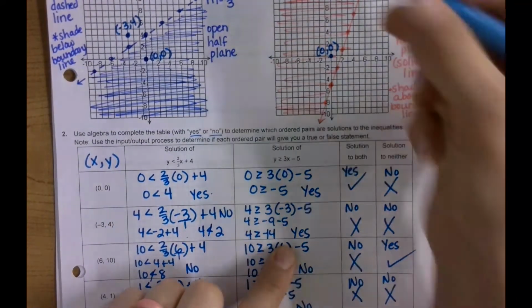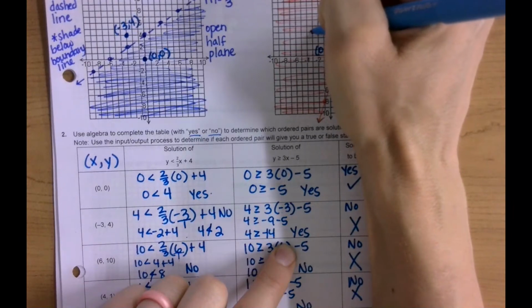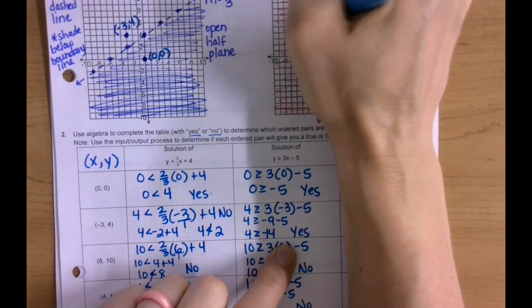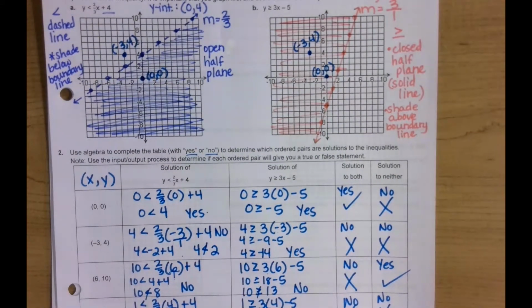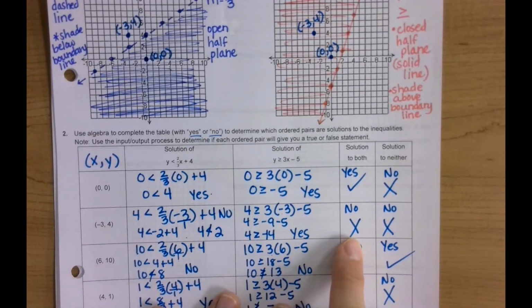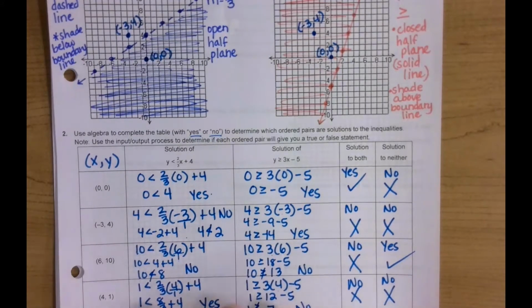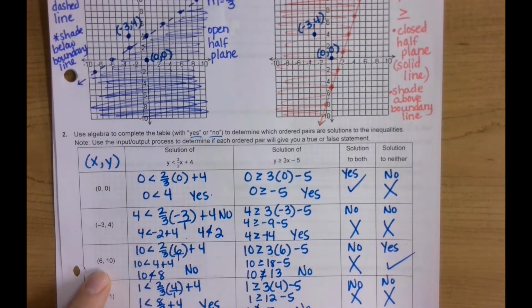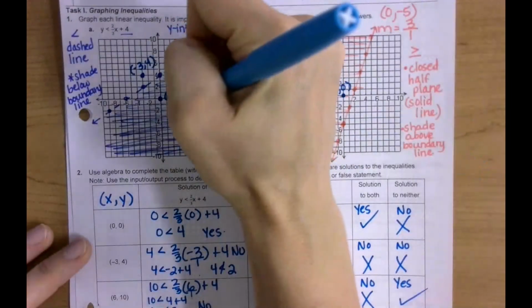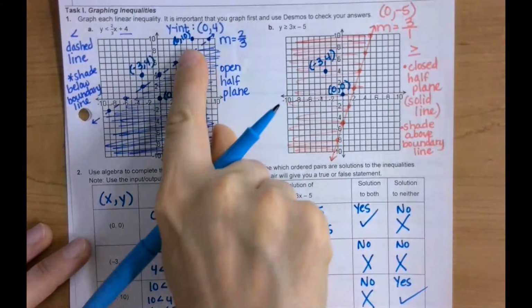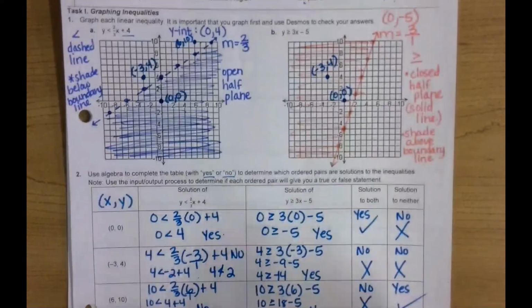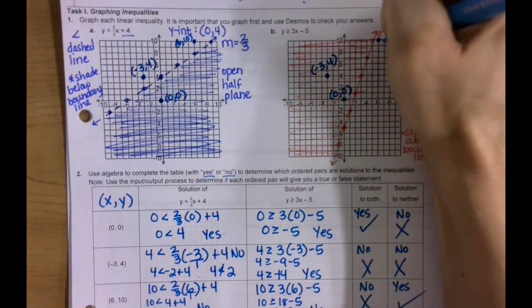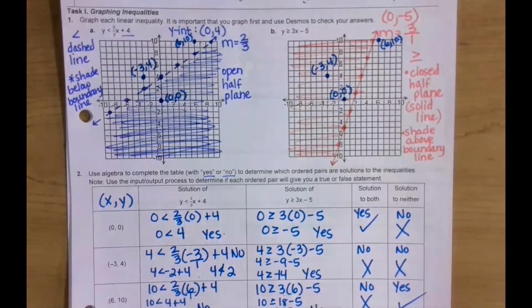Whereas over here, if I go negative 3, 4, that is a solution to one of my inequalities because it's in that shaded region. But it would not be a solution to both, which when we're talking about systems, it has to be a solution to both. 6, 10. So if I go on over here, 6 and up 10, that's a no. That's not in the shaded solution region. And we also got no algebraically. And then over here we got no, and let's check it on the graph. 6, 10. No, that's not a solution.